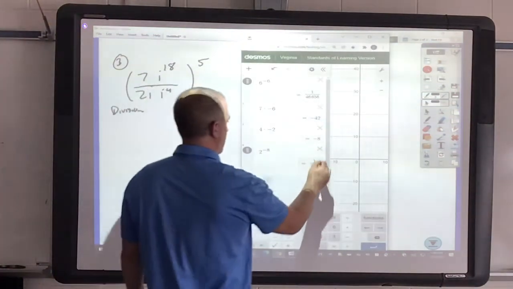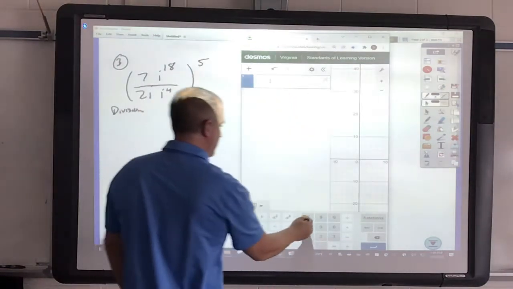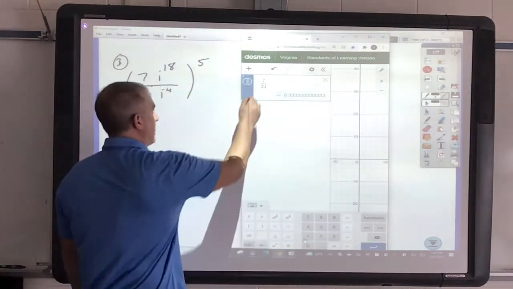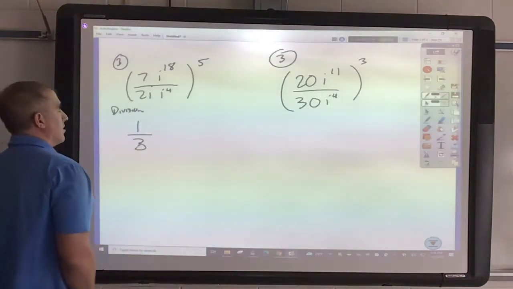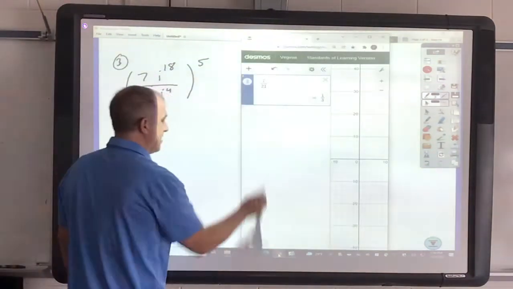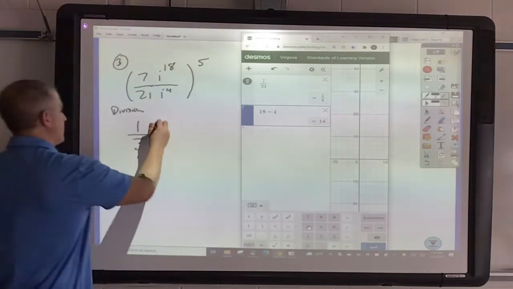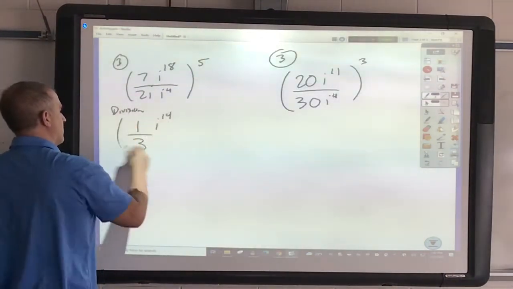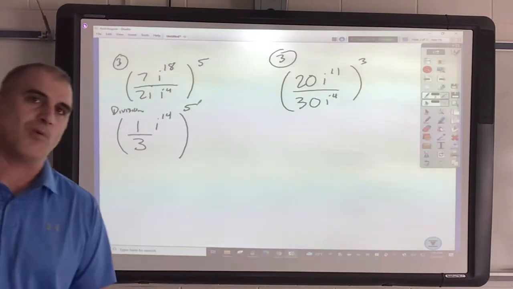So I'm going to do, all right, 7 divided by 21. Get a decimal. Let's make that a fraction, which would be 1/3. Then I would do the subtraction rule, which would be 18 minus 4, which is i to the 14th power. Okay. All right. Now, you've got two options here as far as how you want to handle this.